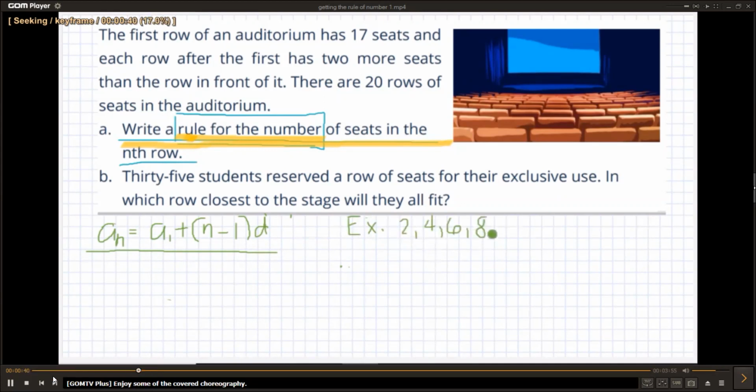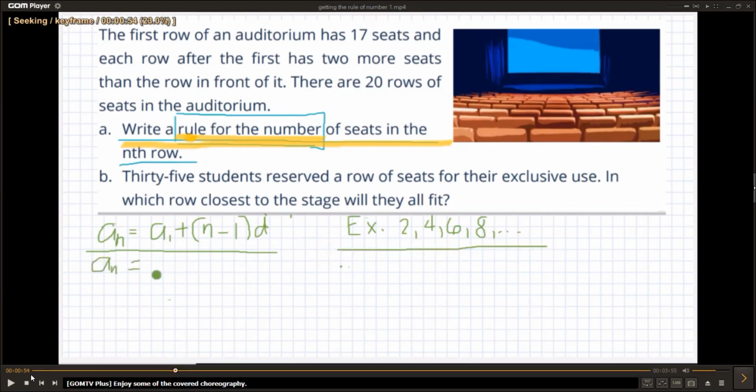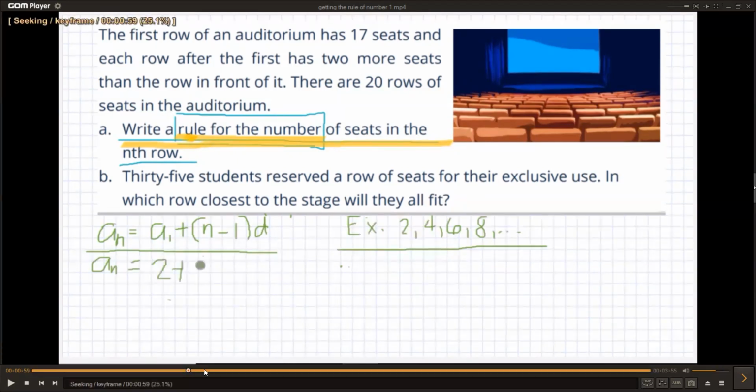An example of an arithmetic sequence that I have here is 2, 4, 6, and 8. We can see that this is an arithmetic sequence because it has a common difference, which is 2. This will be needed for getting the rule of the number.